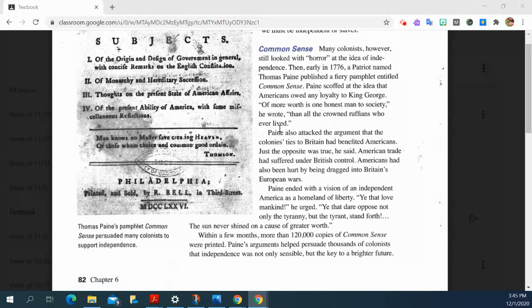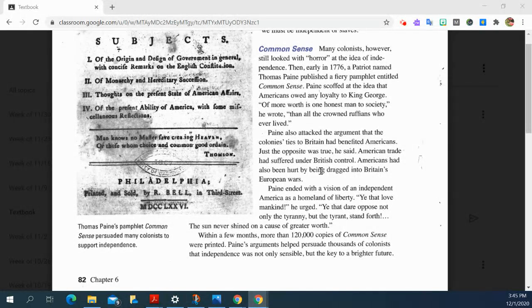He says, of more worth is one honest man to society, he wrote, than all the crowned ruffians who ever lived. So a crowned ruffian, like a ruffian is kind of like a bully. And of course, they're talking about King George having a crown, and he's kind of a bully. And so he's putting him down by saying this.